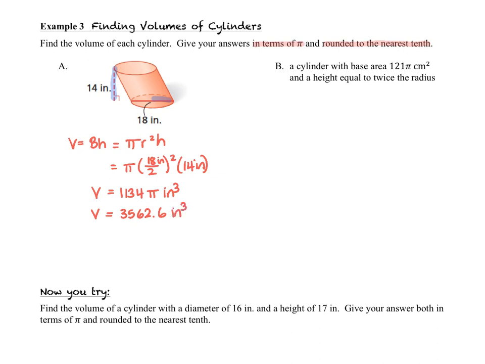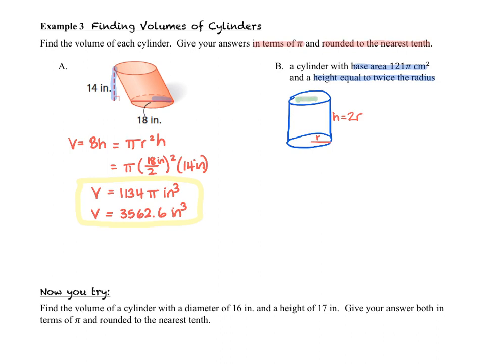And those are the two answers for part A. Question B reads, we want to find the volume for the cylinder that has a base area of 121 pi square centimeters and a height equal to twice the radius. So let's start out with a little diagram for ourselves here. So we have a cylinder, we have a radius, and we have a height that's equal to twice the radius.